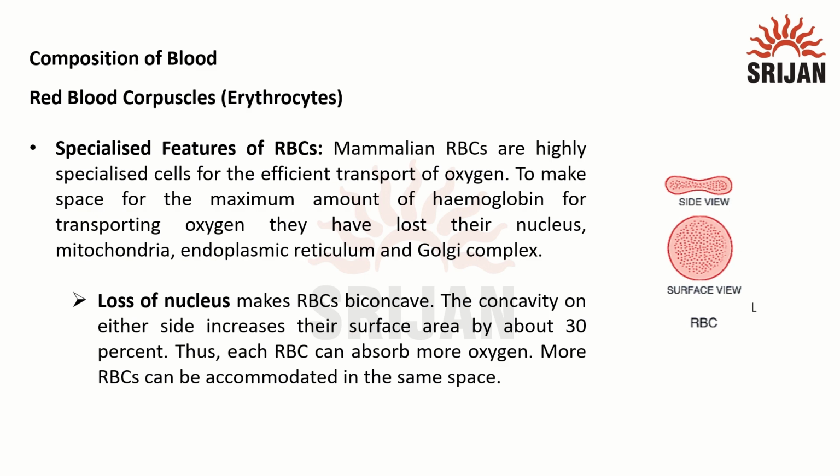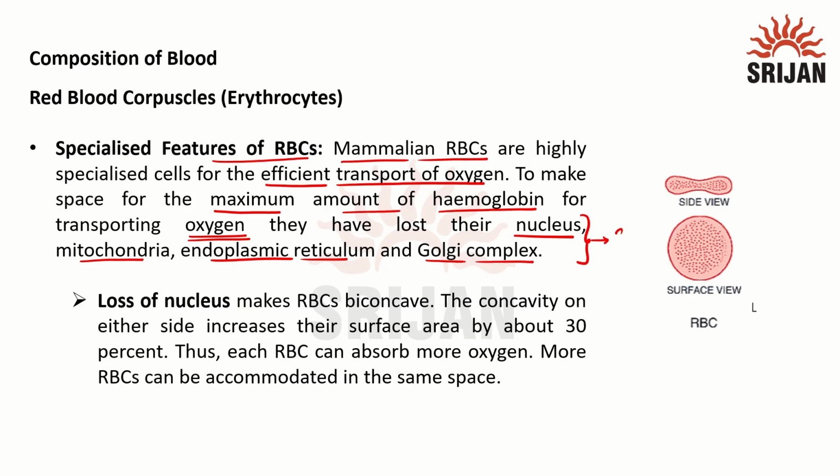Now, what are the specialized features of RBC? If we take mammalian RBC, mammals are the ones which contain mammary gland, example humans. So in mammals, RBCs are highly specialized for efficient transport of oxygen. So how is it modified? If we see, it has the maximum amount of hemoglobin for transporting maximum amount of oxygen. And if we see the cell organelles, it lacks nucleus, mitochondria, endoplasmic reticulum, Golgi complex. All these cell organelles absence will provide more space to accommodate hemoglobin.